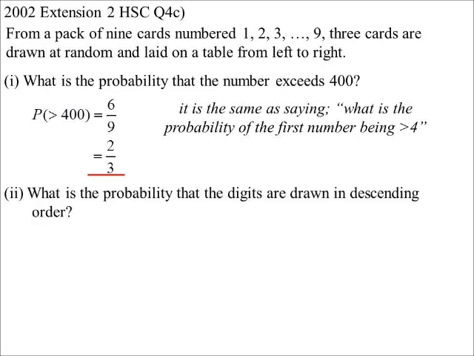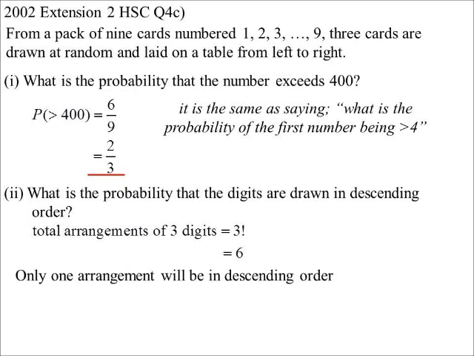What's the probability that the digits are drawn in descending order? Doesn't necessarily mean consecutively, so you might go 9, 5, 1, but those numbers are still going in descending order. Well, if there's no restrictions, it would simply be 3 factorial ways of arranging 3 digits. So there's 6 different ways. If I pull those 3 cards out, there's 6 different ways I could put them down. No matter how I put them down, only one of those will be in descending order. Therefore, the probability is 1 in 6.